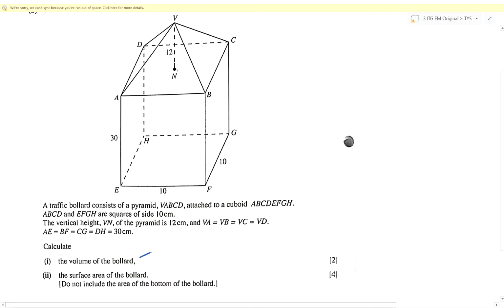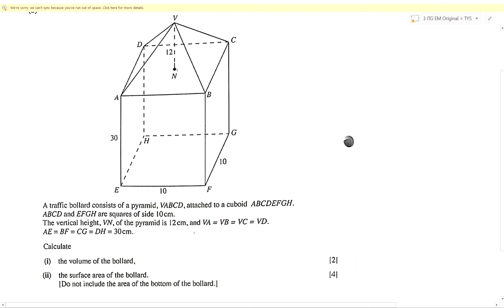Basically, we need to use the formula of the volume of a pyramid. 1/3 base area. Base area will be 10 times 10, times the perpendicular height of 12. This is the volume of just the pyramid. You need to add this to the volume of the cuboid below it.